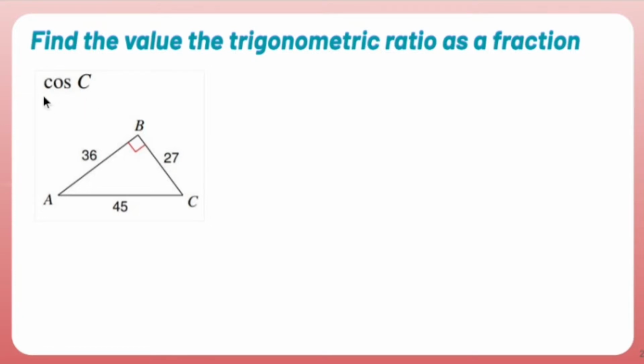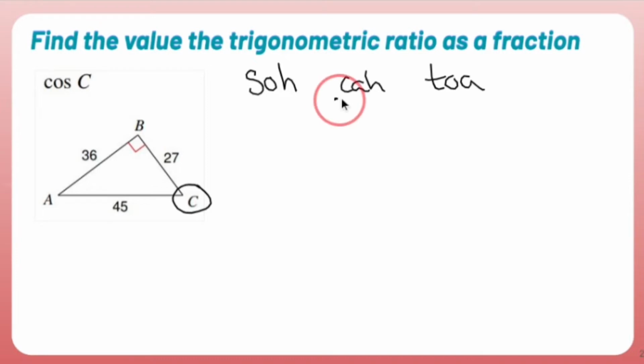Whenever you're asked to find sine of something or cosine of something or tangent of something, you use the little acronym SOH CAH TOA. What that does is it tells you, if you're finding sine or cosine or tangent, you care about either the opposite side, the hypotenuse, or the adjacent side. Now, if we take a look at C, I'm being asked to find the cosine of C. I'm using this one because cosine worries about the adjacent side and the hypotenuse.